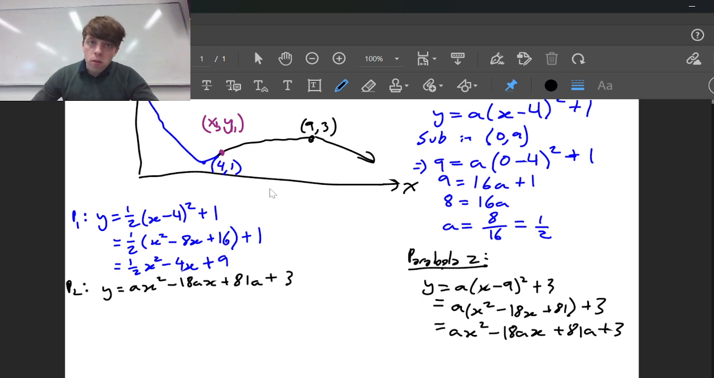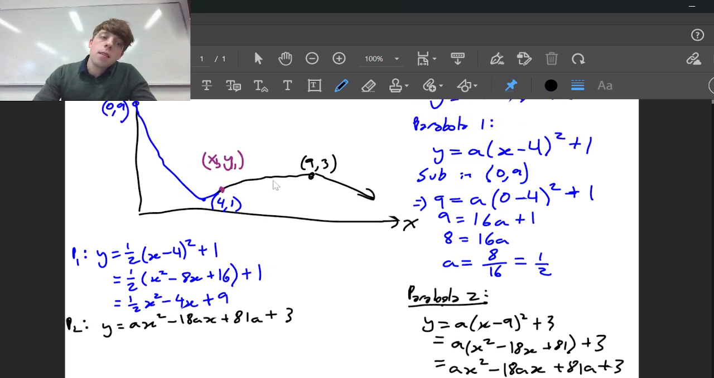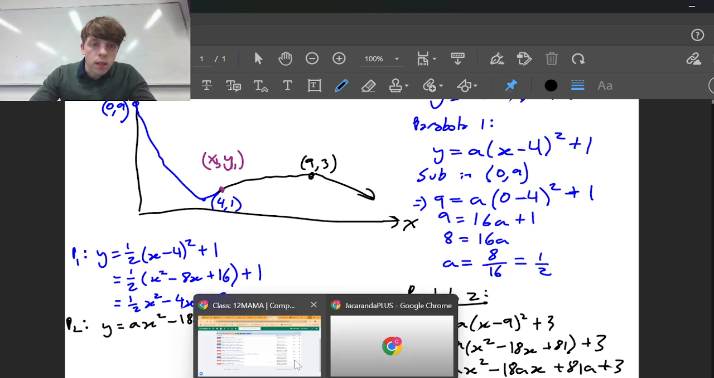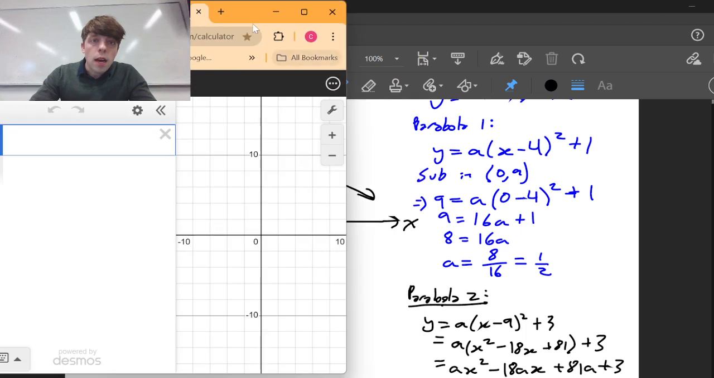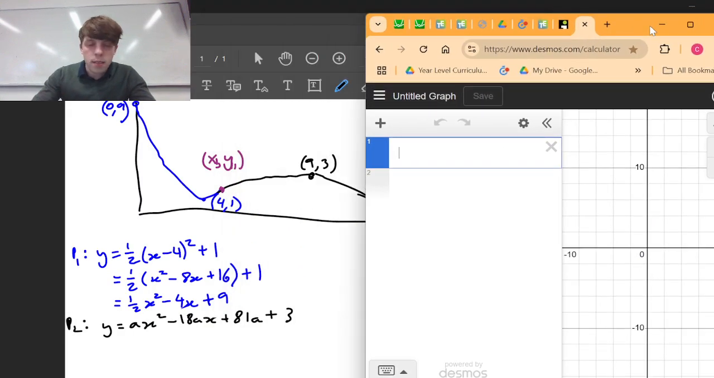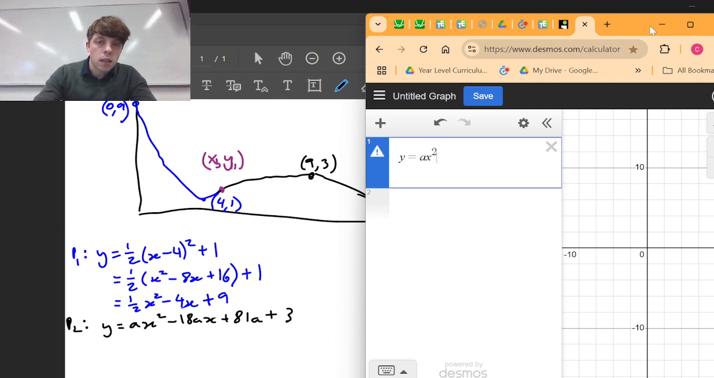So how are we going to do that? How are we going to figure out what a is? Well, what we do know about this particular function is that we're trying to design this equation such that it's going to pass through this particular point. By the way, if we were to plug in what we have so far into our Desmos graphing calculator, let's just try and understand what we're doing here. So if I typed in this equation, minus 18ax plus 81a plus 3.